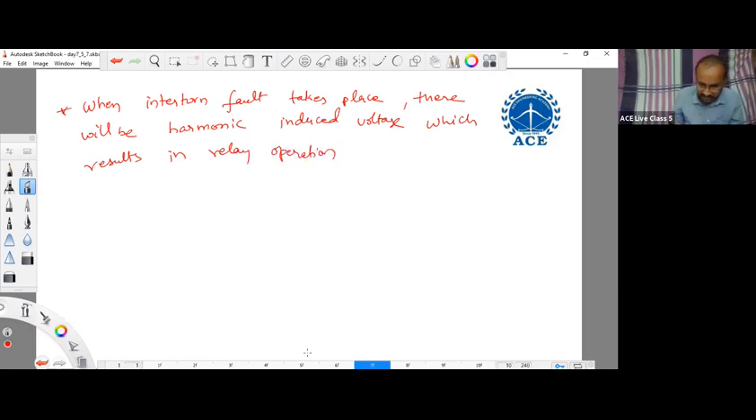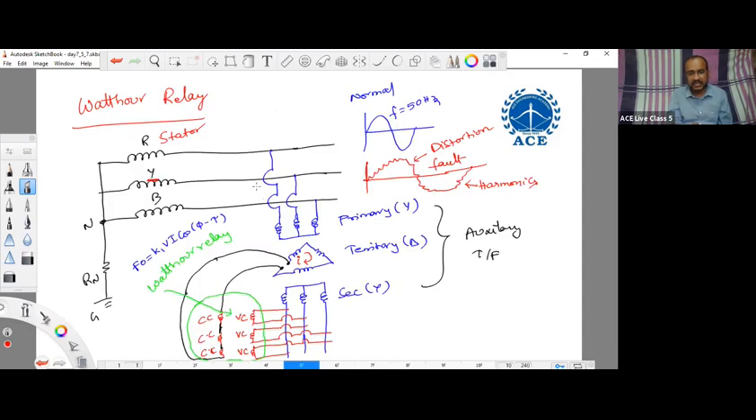Whenever the interturn fault takes place, harmonic voltages are induced in the primary, secondary and tertiary. The tertiary winding is a closed path. It will drive the currents to the current coils and the relay will operate. So this is how interturn fault protection is done in case of a watt-hour relay.